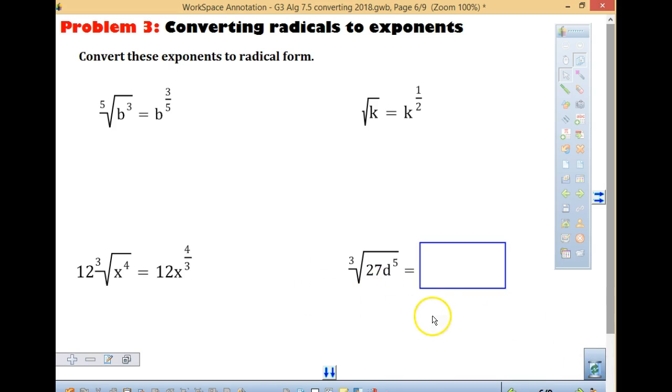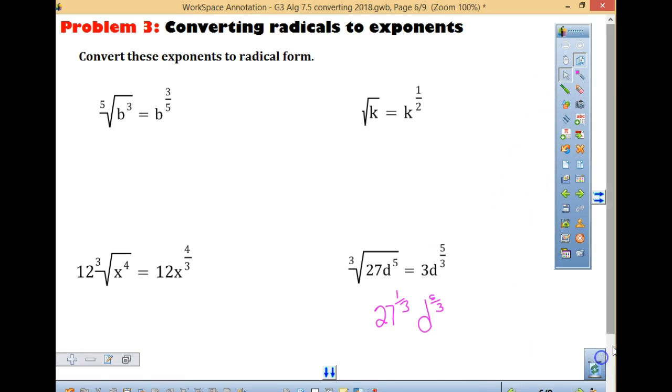Make sure you have all of these down. Some of you missed a few. Make sure you get them all filled in. So this next one, as we are looking at this one, we are starting off taking 27 to the 1/3. What is 27 to the 1/3? 3, right? Then we have d, and we are taking that to the 5/3. So our final answer should be 3 and d to the 5/3.